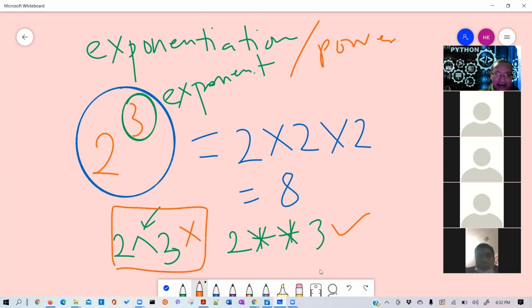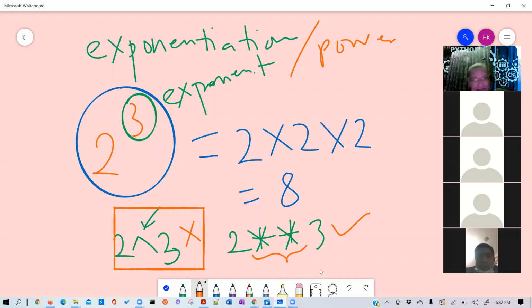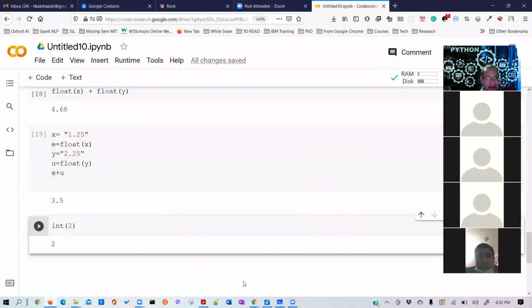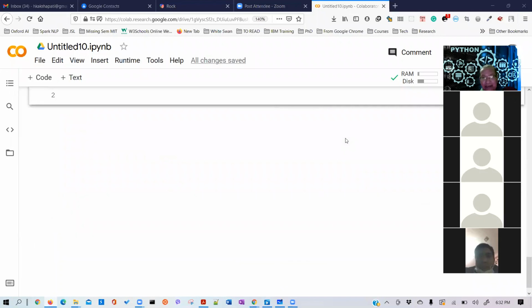Caps work in most other programming languages, but not in Python. In Python, you need to use 2 asterisks. So let's try it out in Colab. You can try as well. Let's see what's in the chat.